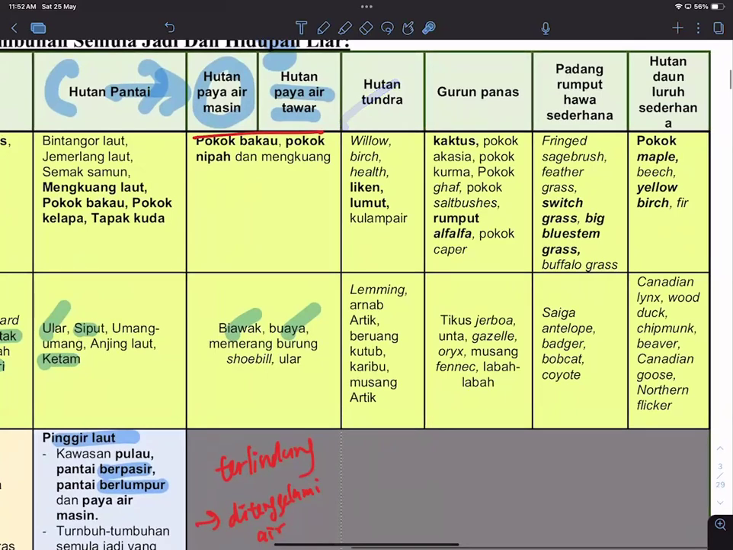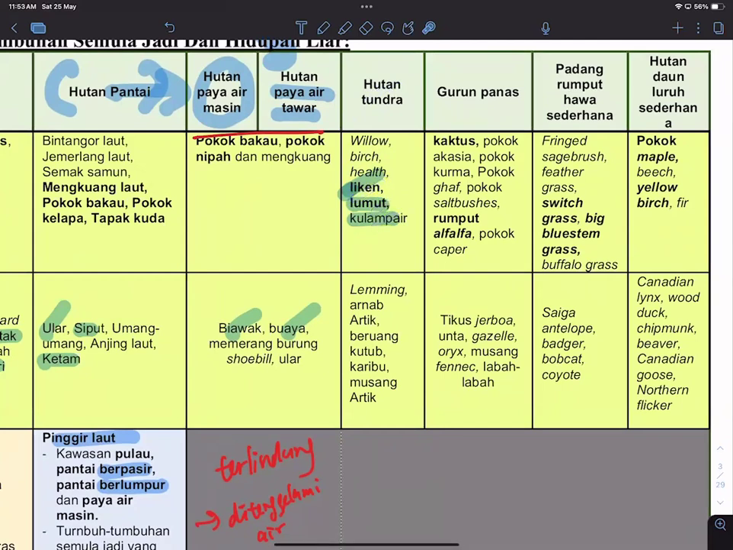So hutan tundra is the coldest one. So we try to memorize the lumut, gulang payung, and then plus one more lichen. So all these mosses are trying to grow on the ground or on the skin of the trees. The skin of the tree is known as birch. So within the pokok birch, on their skin, they have the lichen. But the lumut and gulang payung are able to grow anywhere, on the rocks, on the ground.